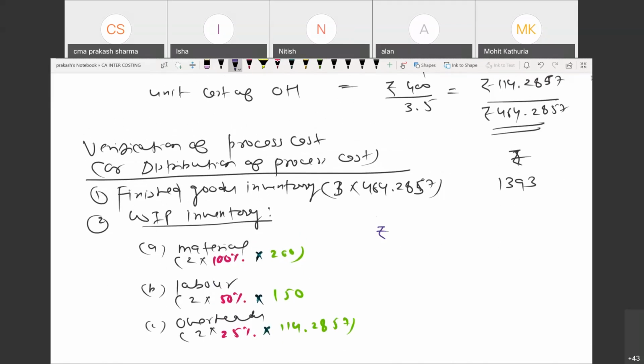Okay, sir. What would be the figure? So 2 ka 100% and then multiplied by 200 becomes 400. It becomes 150. 2 ka 50%, 1 of 150. Period 2 ka 25% multiplied by 114.2857. It becomes 57.14. Okay, sir. So I write simply 57 only by rounding it off. 150 plus 57, it becomes 607. Now my total cost becomes 2000. This is how we have distributed our total process cost.